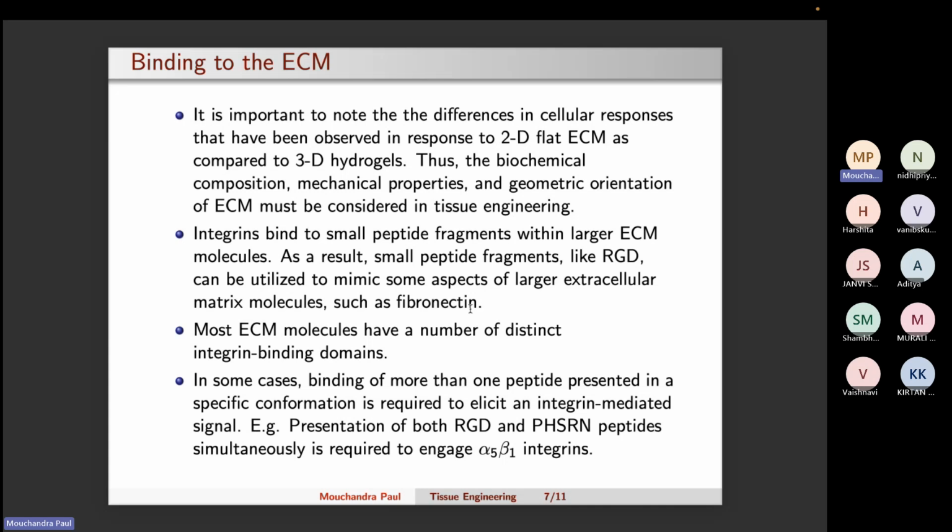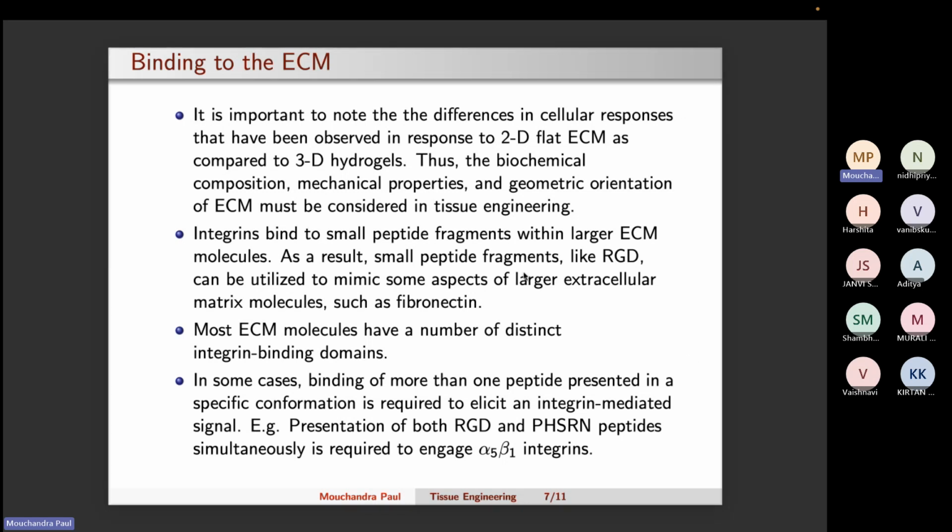But we will see the difference in materials, different types of materials derived from different types of sources, and how they change the designing of the scaffold for you. So there also we will come to this kind of peptides like RGD peptides. Now most ECM molecules have more than one integrin binding domain. So there is not only one, but there can be multiple integrin binding domains.